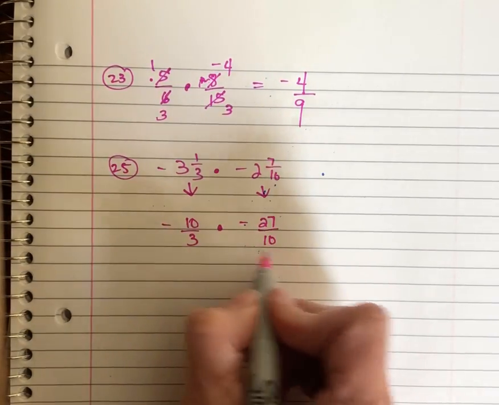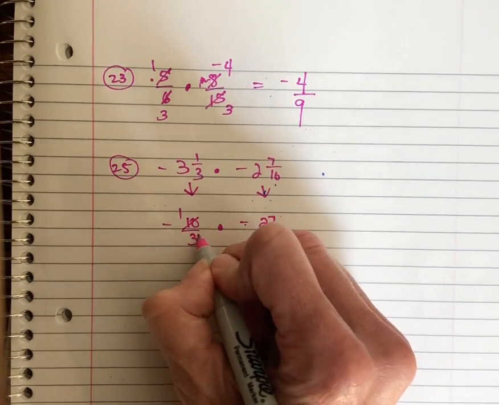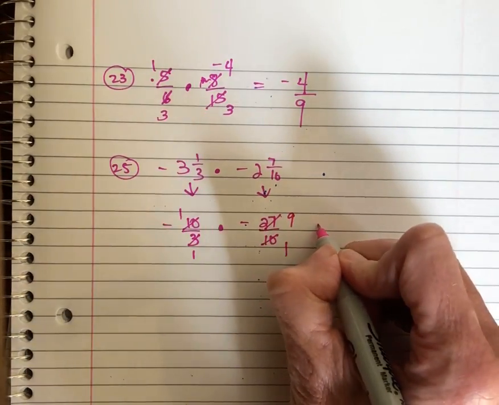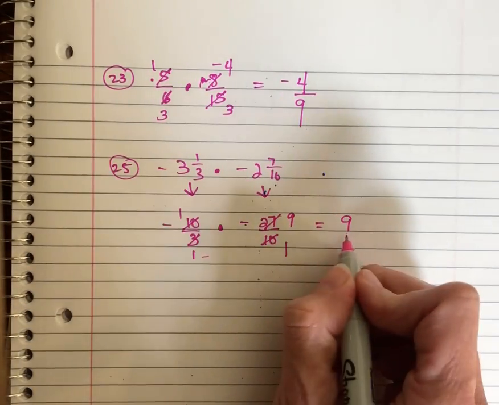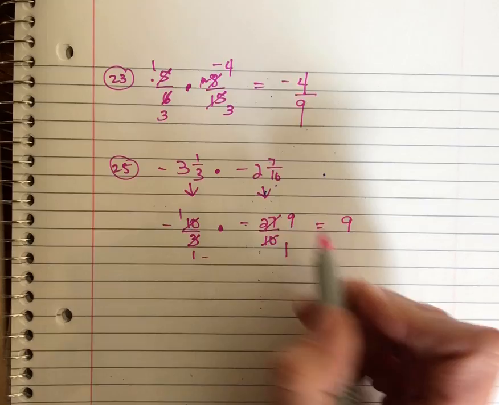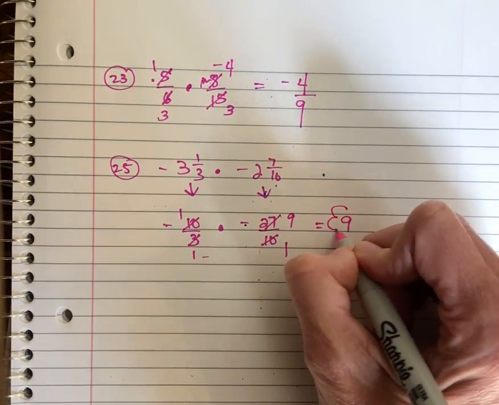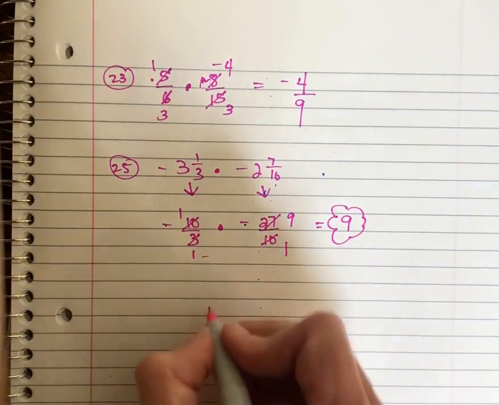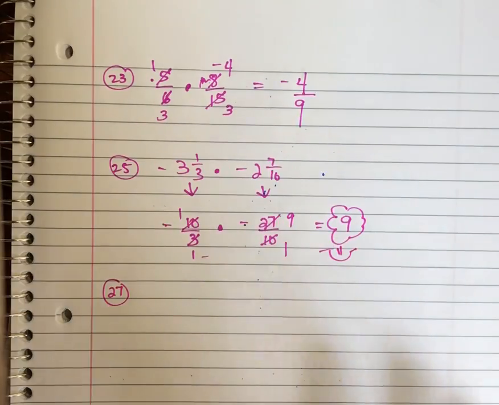Ooh, so much fun. Look at all this reducing. 10 goes into 10 once. 3 goes into 3 once. 3 goes into 27 9 times. 1 times 9 is 9. 1 times 1 is 1. I don't need to write it over 1. And the opposite of a negative makes it a positive 9. That one was super fun. Okay, 2 left. 27. Yay, Miss Marion liked this one.